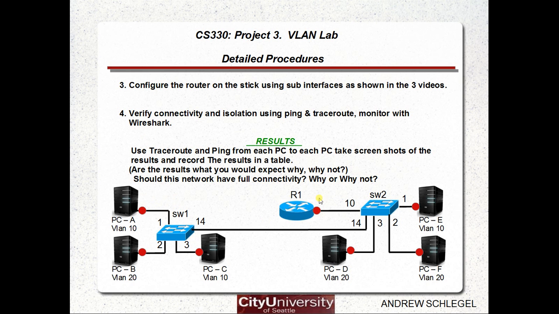Obviously, now that you've added this router on a stick, you should likely have different results than before you put the router on a stick in. So go ahead and tabulate the results after you put the router on a stick in. Are the results what you would expect? Why or why not? Should this network, after you configure this router, have full connectivity? For example, should PC A be able to go all the way up to this router and come back and ping PC B? That's a question for you. So go ahead and answer those questions.